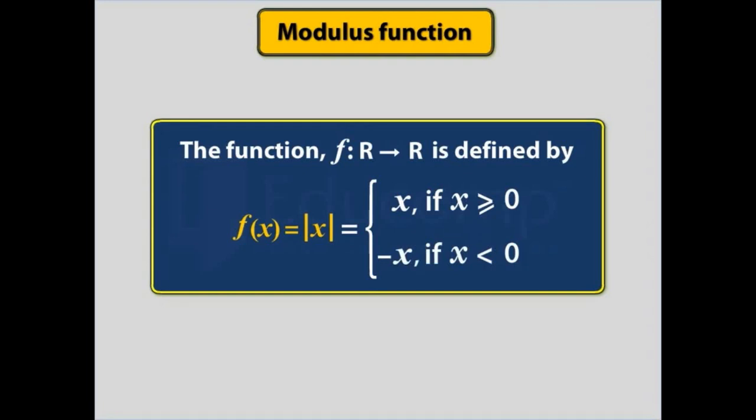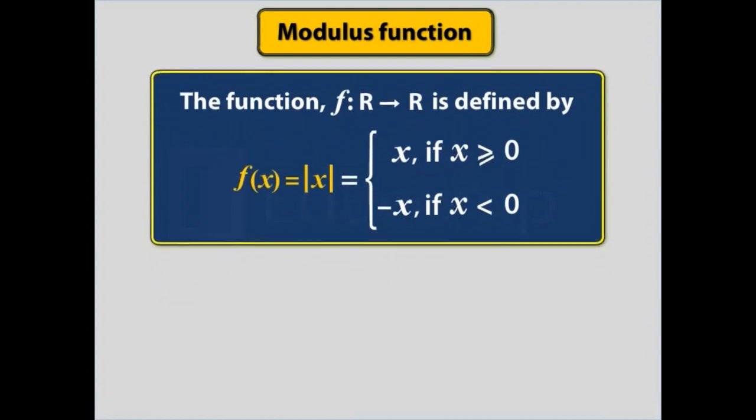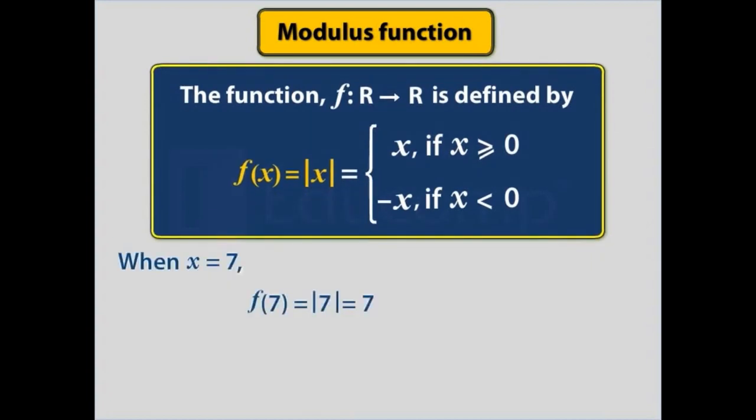Let's understand this property by taking some values of x in this function. When x equals 7, f of x equals 7 as 7 is greater than 0. Now let's take x equal to -4. Since x is less than 0, f of x equals minus of -4, which equals 4.